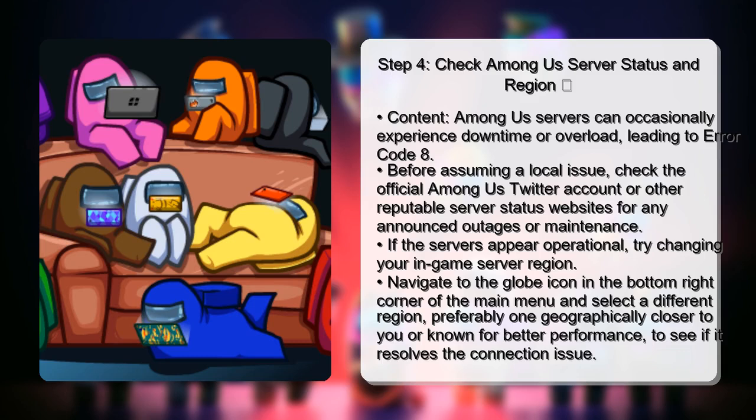Step four, check Among Us server status and region. Among Us servers can occasionally experience downtime or overload, leading to this error code. Before assuming a local issue, check the official Among Us Twitter account or other reputable server status websites for any announced outages or maintenance. If the servers appear operational, try changing your in-game server region. Navigate to the globe icon in the bottom right corner of the main menu and select a different region, preferably one geographically closer to you or known for better performance, to see if it resolves the connection issue.